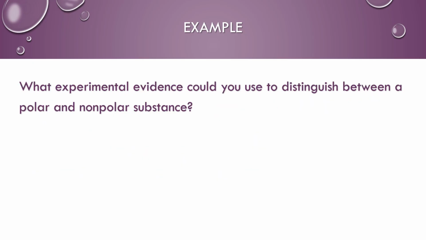What experimental evidence could you use to distinguish between a polar and nonpolar substance? You could use melting point, boiling point. Polar substances will tend to have higher melting points and boiling points because they have stronger intermolecular forces, the dipole-dipole interactions. But perhaps easier would be solubility. Polar covalent compounds will tend to dissolve in water well because water is also polar. Nonpolar substances will typically not dissolve well in water. So that is a little bit of a simpler method to distinguish between the two.